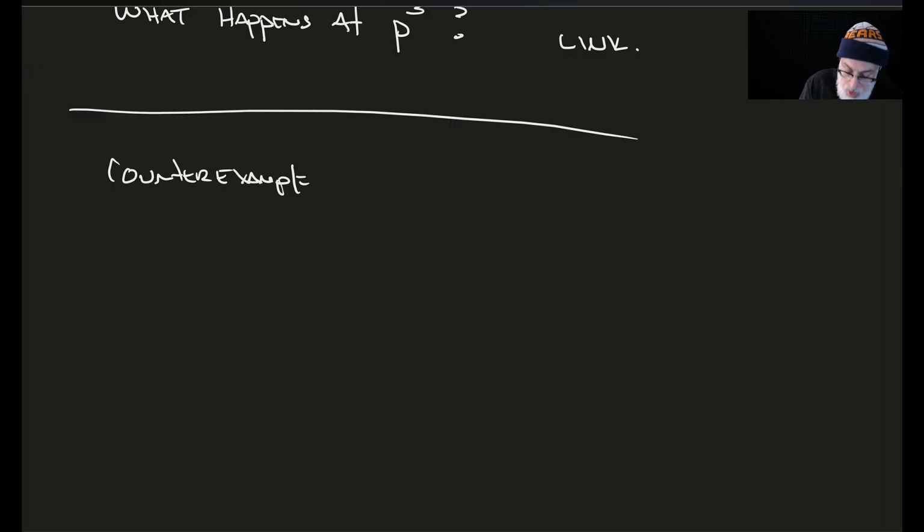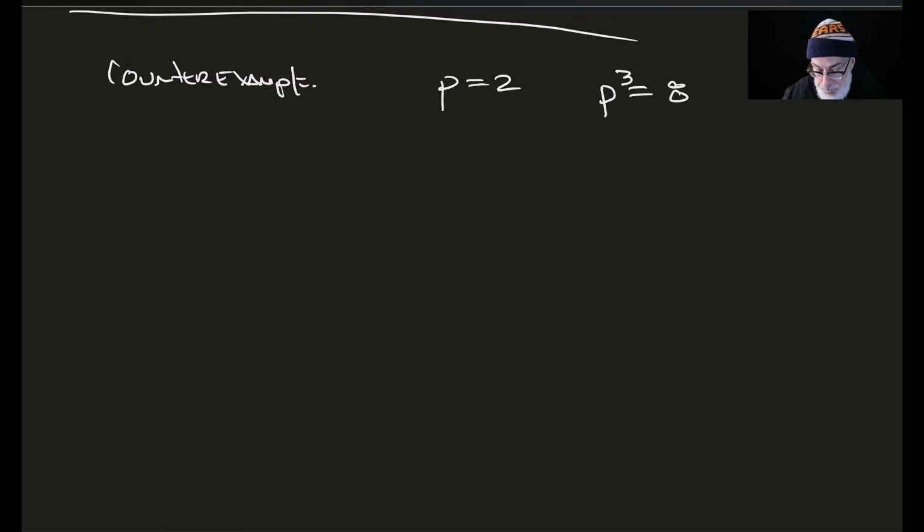So we just need one counterexample, one group of order p cubed that is not abelian. A good place to start would be the smallest prime we can think of. So let's let p equal 2. Then p cubed is 8. So we're going to look at groups of order 8. And this will give us a place to start.